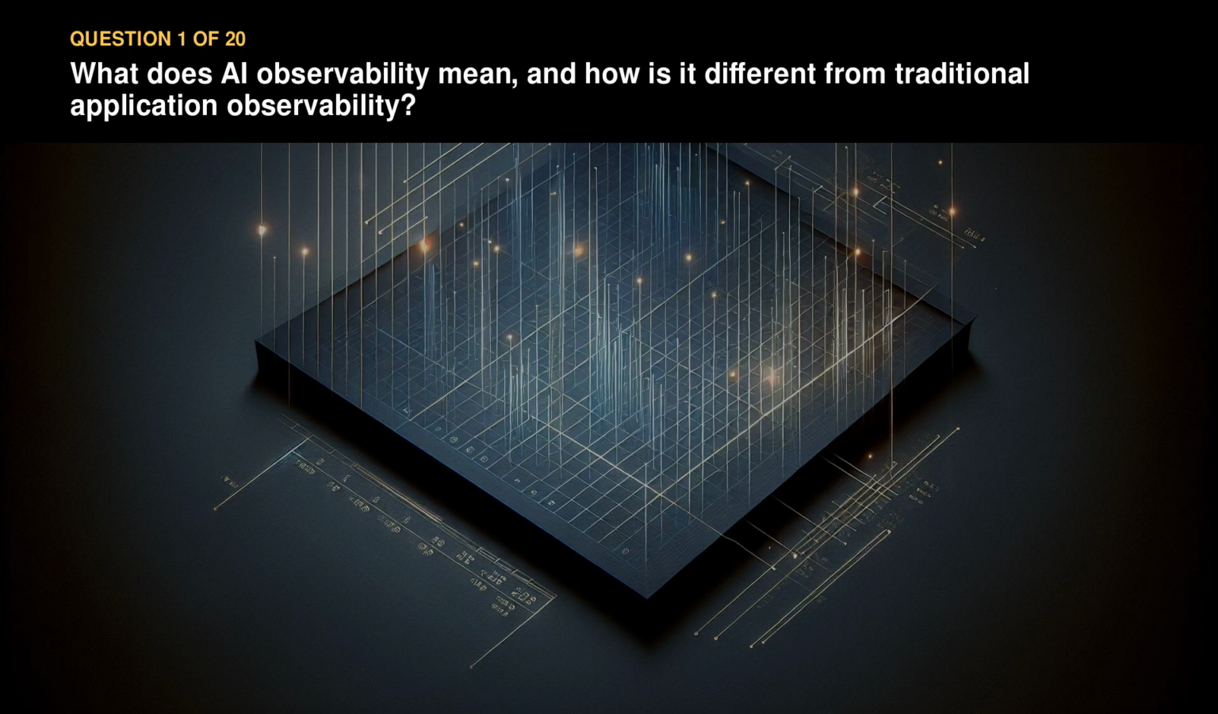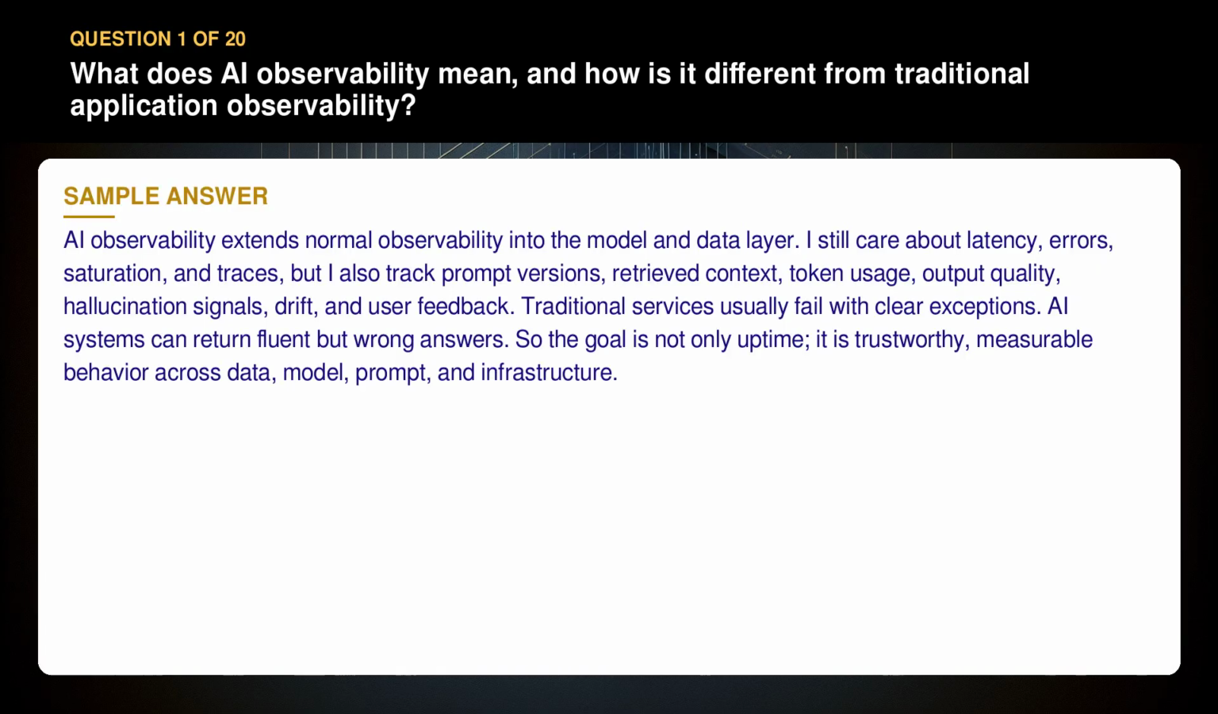Question 1. What does AI observability mean, and how is it different from traditional application observability? AI observability extends normal observability into the model and data layer. I still care about latency, errors, saturation, and traces. But I also track prompt versions, retrieved context, token usage, output quality, hallucination signals, drift, and user feedback.